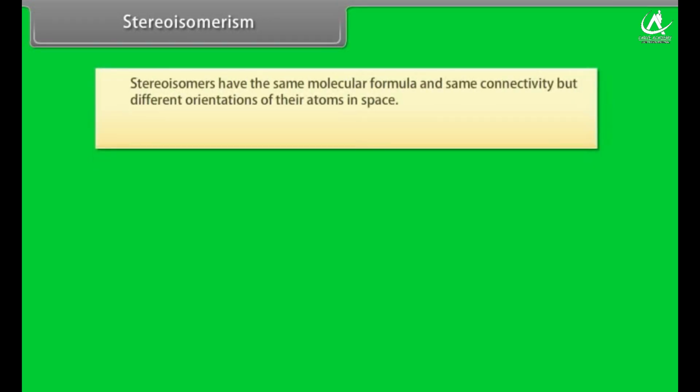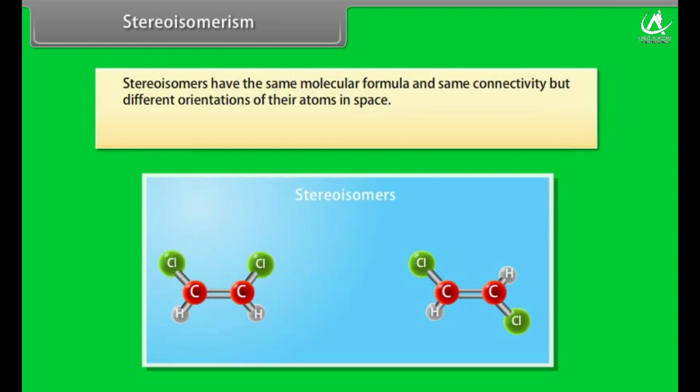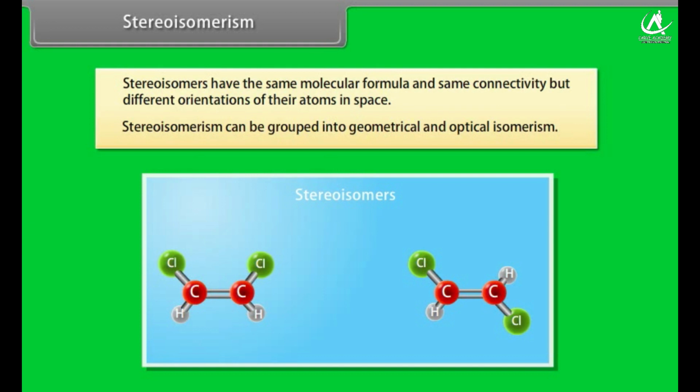Stereoisomerism. Stereoisomers have the same molecular formula and the same connectivity, but different orientations of their atoms in space. Stereoisomerism can be grouped into geometrical and optical isomerism.